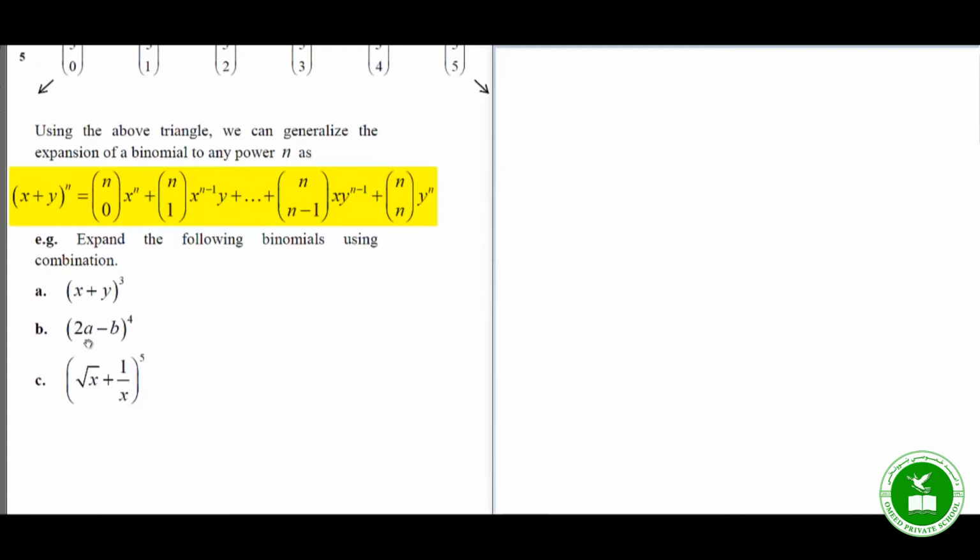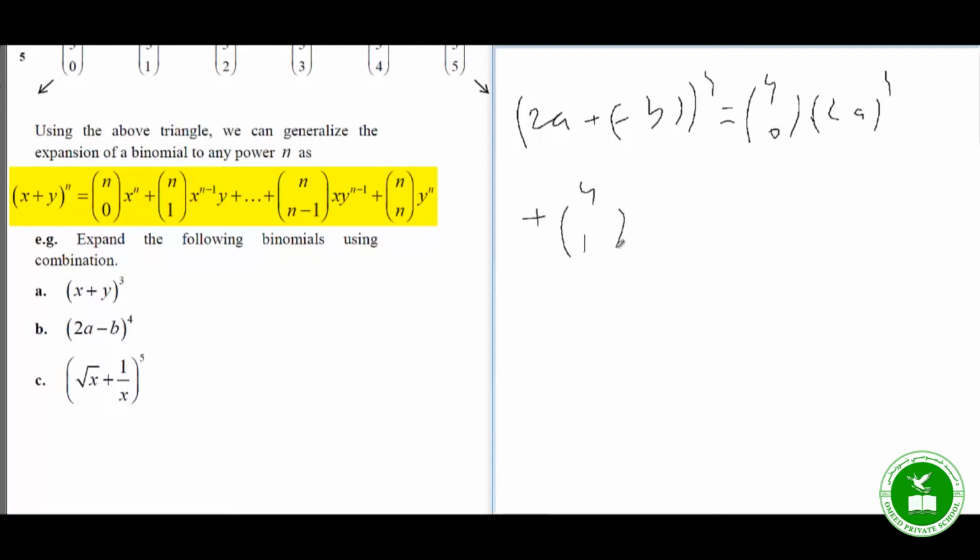Yeah, the second example, the question asks us to expand (2a minus b) to the power of 4 using combination. Let's expand it by combination. We should apply this formula. We can write 2a minus b as 2a plus negative b, completely to the power of 4, which is equal to combination of 0 from 4 times 2a to the power of 4, plus combination of 1 from 4 times 2a to the power of 4 minus 1, which is 3, times negative b to the power of 1.